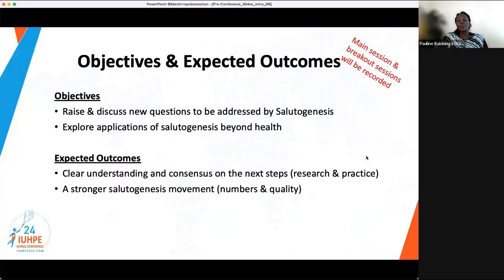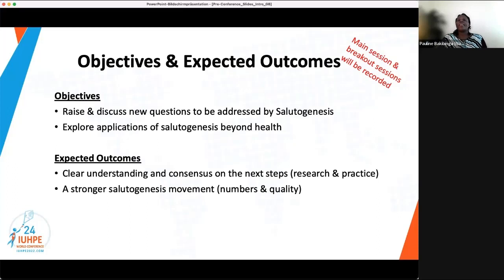One of the main objectives of this session is to raise and discuss new questions that we would want to see as part of the salutogenesis family, new questions to be addressed by salutogenesis. And secondly, also explore applications of salutogenesis beyond health. As you're rightfully aware, as I mentioned earlier, the theme of this pre-conference is salutogenesis beyond health. So we want to see what else we could explore to advance both theory and practice of salutogenesis.